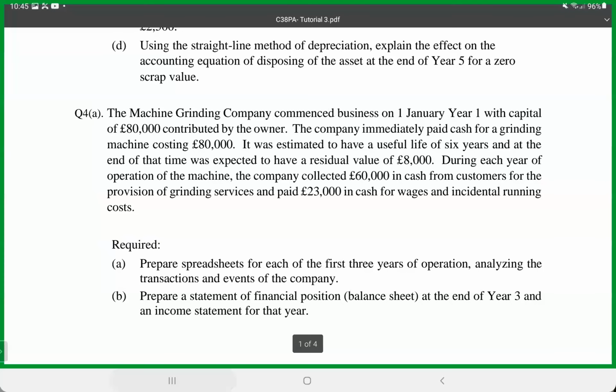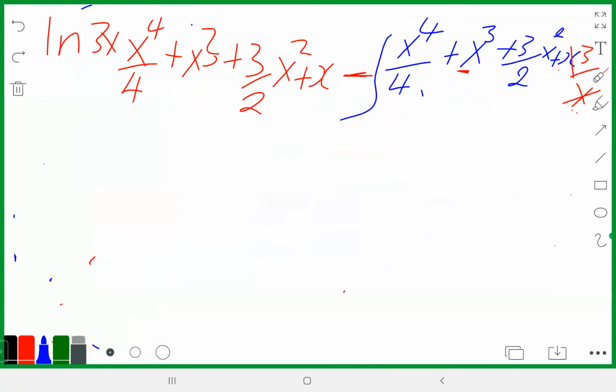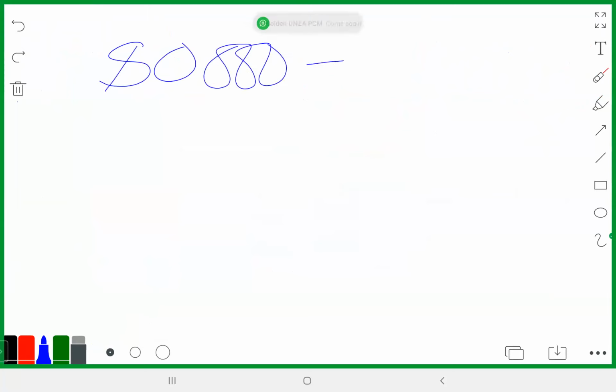So we need to prepare a spreadsheet for 3 years, starting with the first year. The first thing we need to do is to calculate depreciation of the machine using the straight line method. A machine depreciates because it's a non-current asset. So for depreciation, it will be the cost minus the resale value.